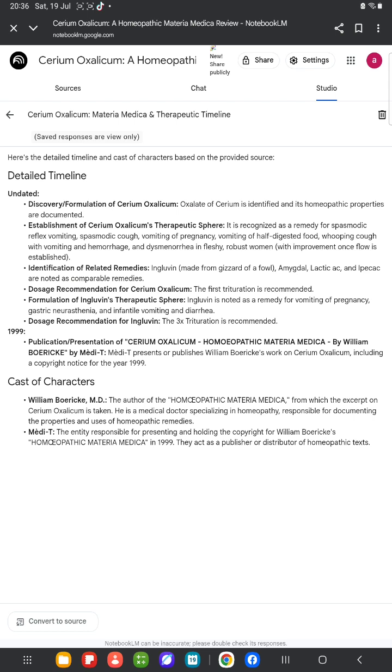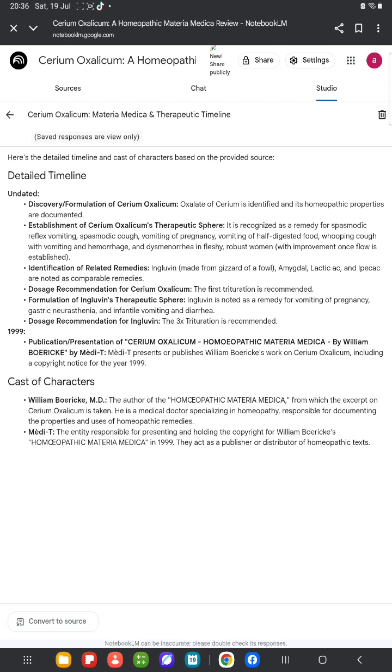That's the goal. Today, we're getting into a really interesting bit of medical history. We're looking at homeopathic remedies. Specifically, we're using William Boericke's Homeopathic Materia Medica as our main source. It's a classic text. And we're focusing on just one remedy mentioned there, Cerium Oxalicum.